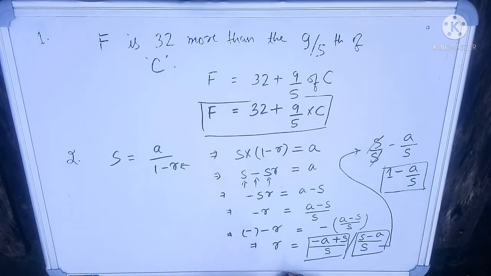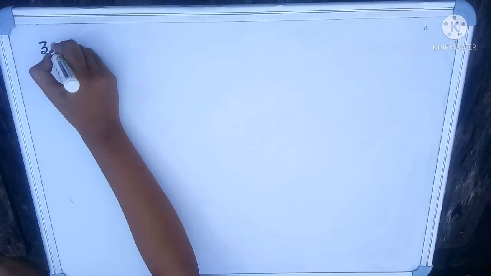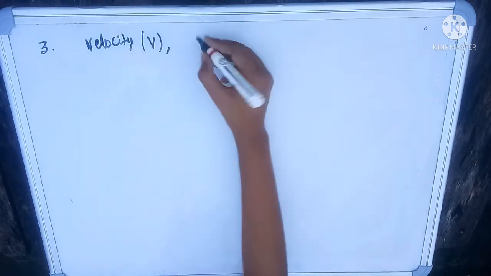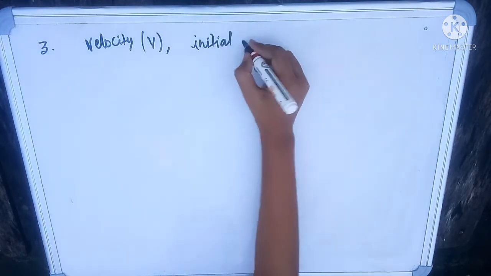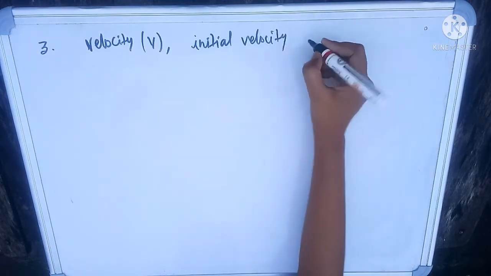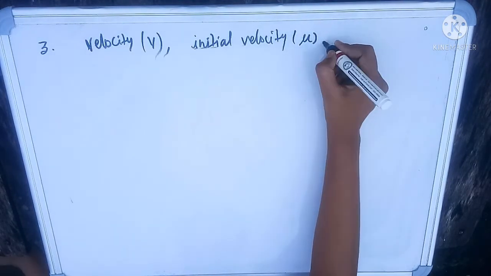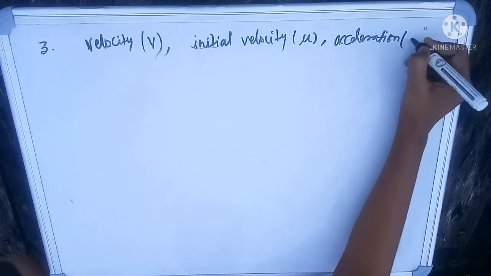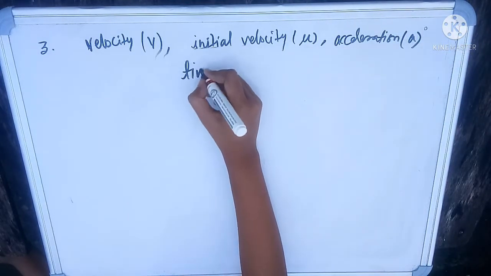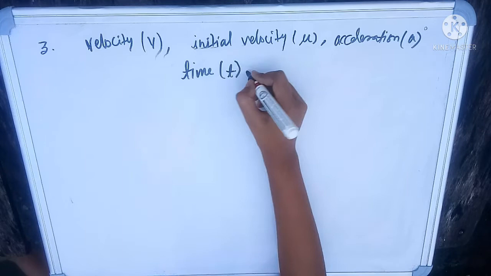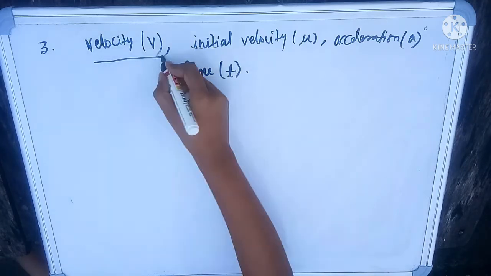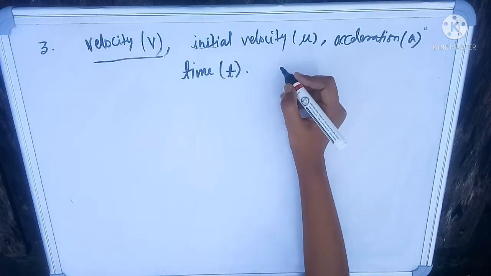Moving on to the next question, question number 3. Here also we have to frame a formula. The velocity is denoted as V, the initial velocity is denoted as small u, the acceleration is denoted by small a, and finally we have time, which is denoted by small t. Now we have to make a relation between all these terms and frame the formula of velocity v.